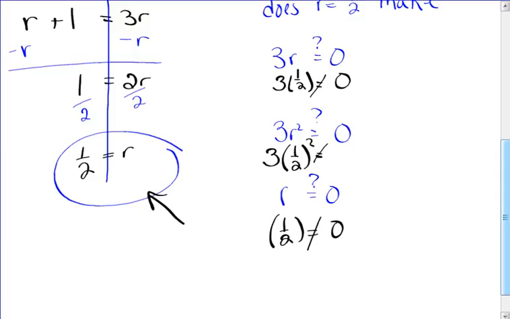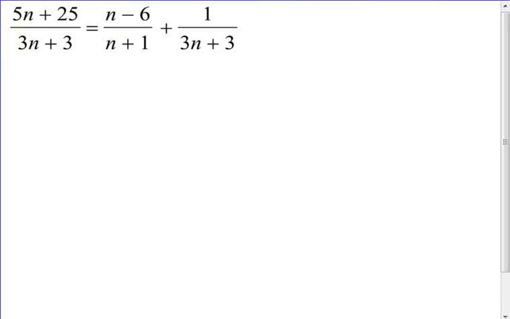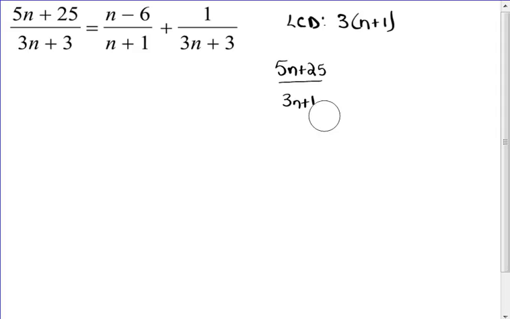Let's talk about one that requires a little bit more when it comes to the algebra part of it, which is finding least common denominator. We do it all the same exact way. My least common denominator here is 3 times n plus 1. That means I've got to make 5n plus 25 over 3n plus 1. Excuse me, 3n plus 3.